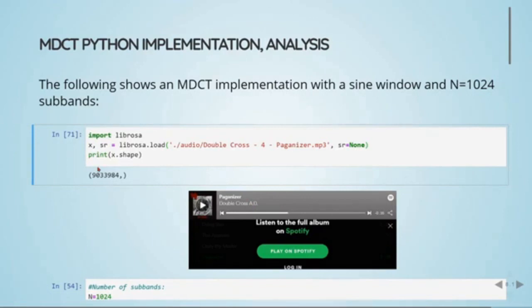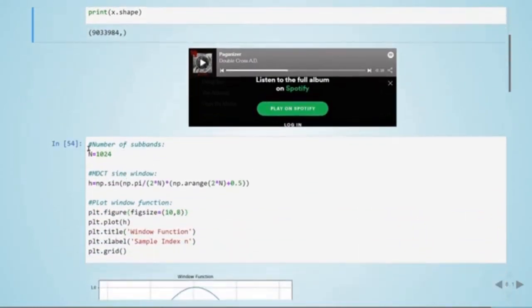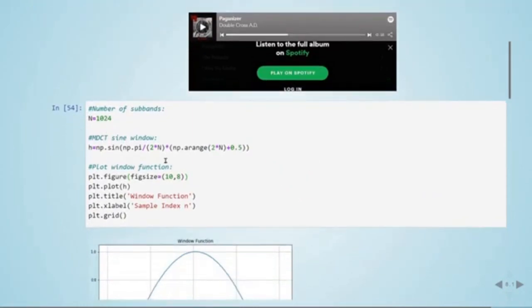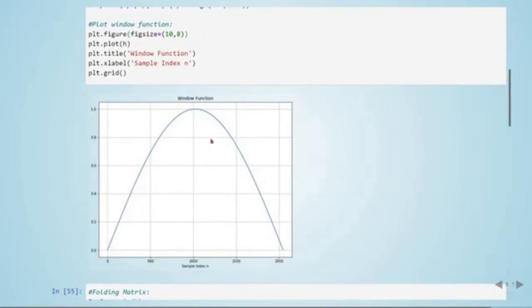And here, we are using Librosa to import this MP3 file, and we're just printing the number of samples. Now we are defining the number of subbands, and we use 1024 subbands. Here is the sine window for the MDCT, and here we're just plotting the sine window.